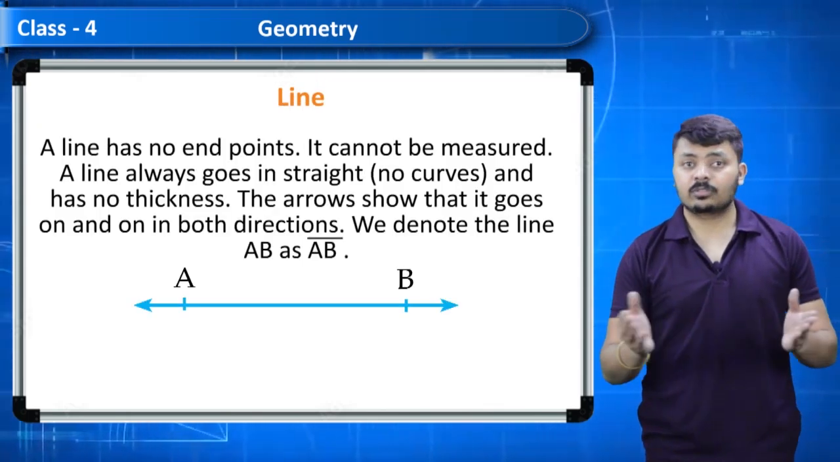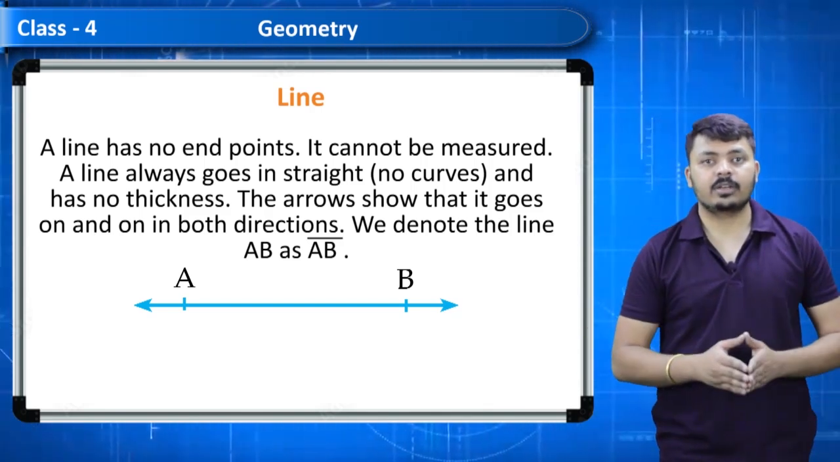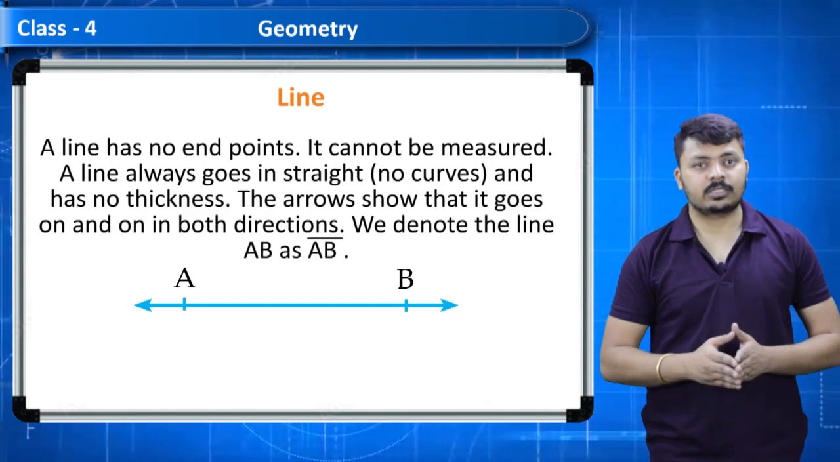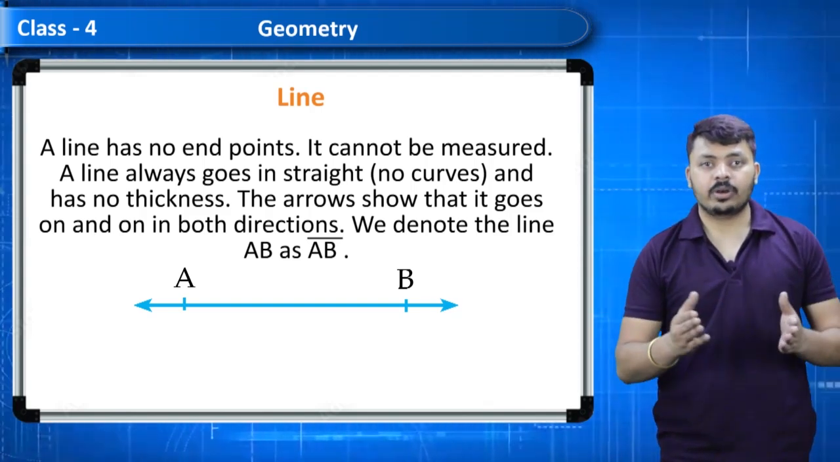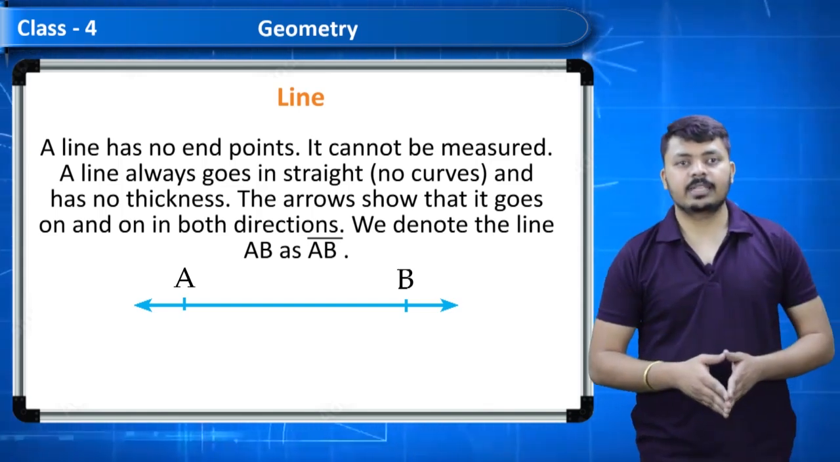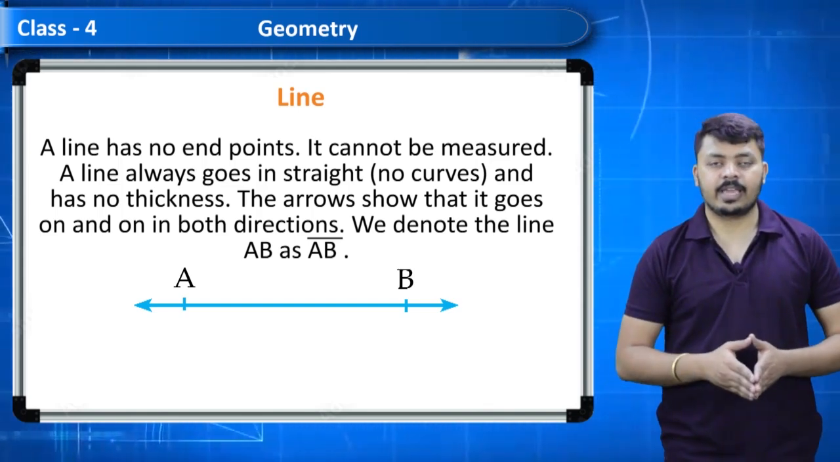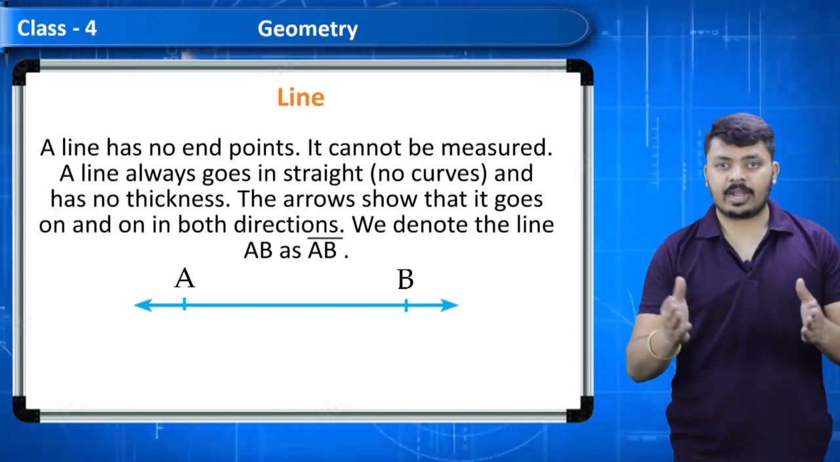Line. A line has no endpoints. It can be measured. A line always goes straight, no curves, and has no thickness. The arrow shows that it goes on and on in both directions. We denote the line AB as AB and as given here. It can be extended in both directions endlessly.